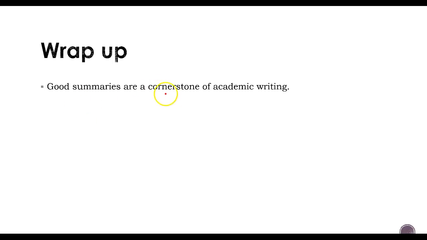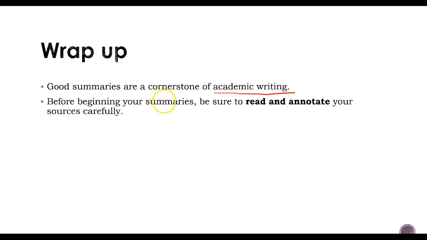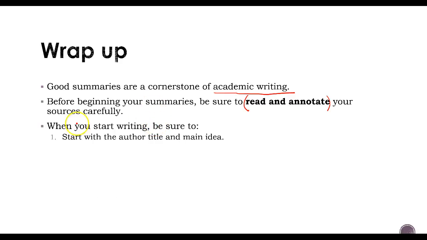So good summaries are really the cornerstone of academic writing. They're one of the most important parts of academic writing. So before beginning your summaries, you want to make sure that you read and annotate your articles and sources carefully. Make sure you understand them well and you have lots of marks on them. And then when you start writing, you want to keep these steps in mind.